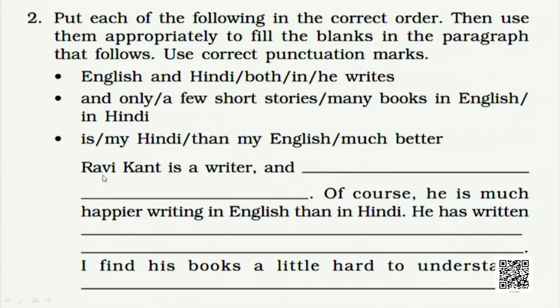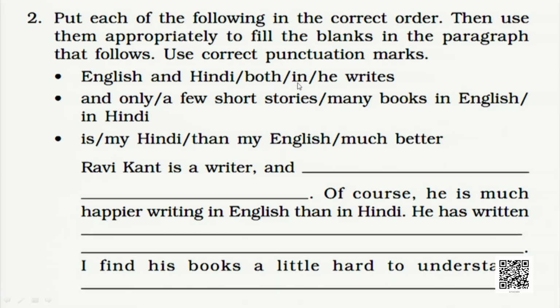Okay, so a person is talking about Ravi Kant. He is happier, more comfortable writing English than Hindi. He has written, so they may be talking about things. I find it. Now this is the person who is talking about this Ravi Kant. I find his books a little hard to understand. Why is he finding it hard to understand? Might be because he is not good in English. He may be good in Hindi. So let's go on to the sentences.